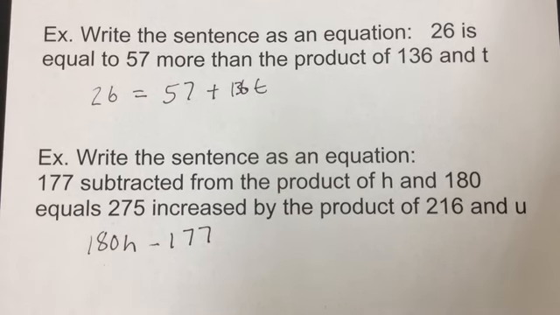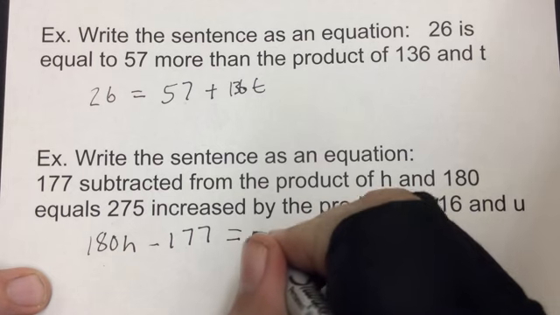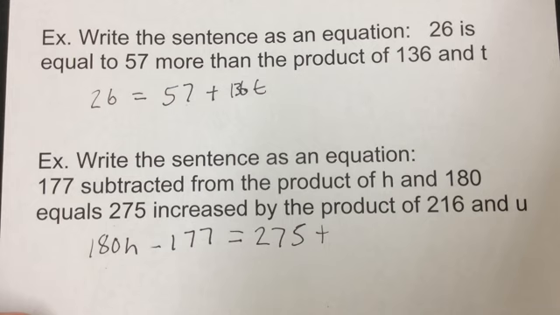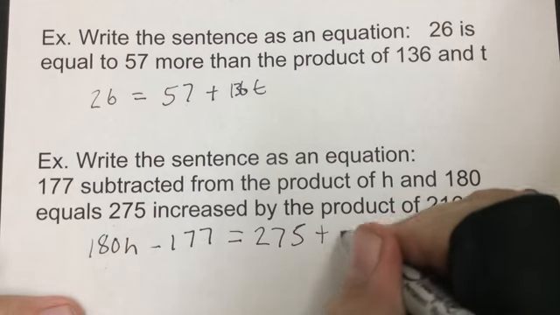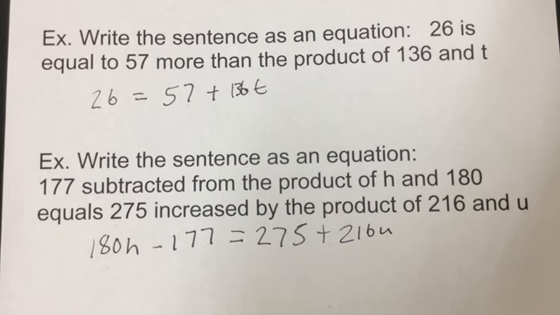It says equals 275 increased by, so 275 plus the product of 216 and U. Product being multiplied, so 216U. And that's that equation. So that's it for this lesson.